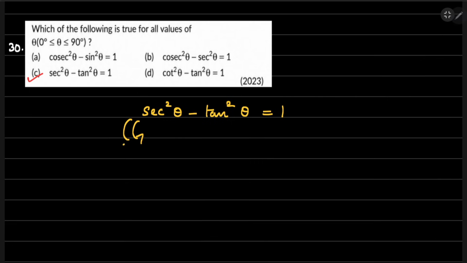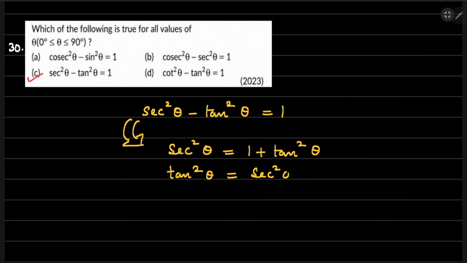And what are the other identities which are derived? You can write secant square theta is equal to 1 plus tan square theta. Or the other way of writing it is, you can write tan square theta is equal to secant square theta minus 1. So these are the derived identities. If any of these were also there, you should be able to choose that as the correct answer for all the values of theta between 0 and 90 degree. Let's move on to the 31st question.